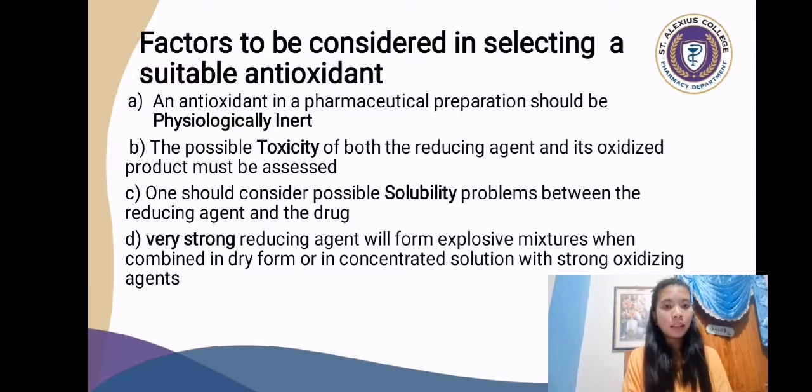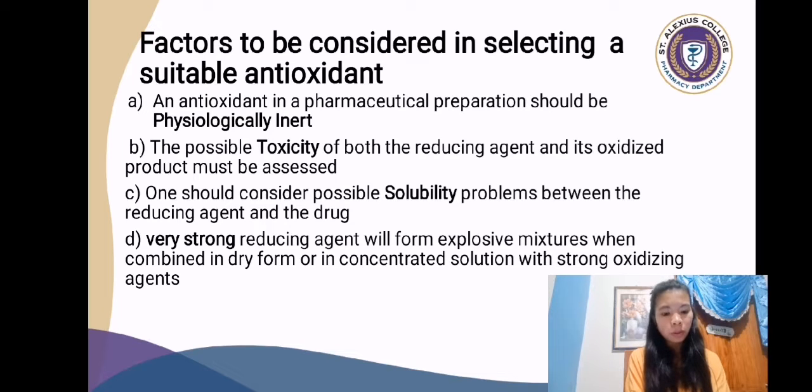So, first, an antioxidant in a pharmaceutical preparation should be physiologically inert. Physiologically inert means it is a gas which has no toxic or anesthetic properties and does not act upon the heart or hemoglobin, or it means inactive or unreactive. Sabi dito, an antioxidant in a pharmaceutical preparation should be physiologically inert. Wala dapat siyang toxic or anesthetic properties.